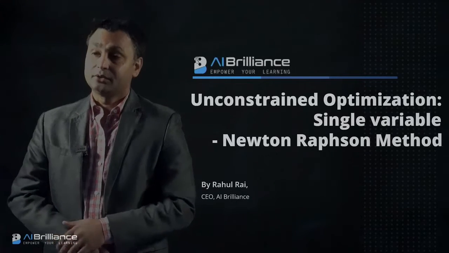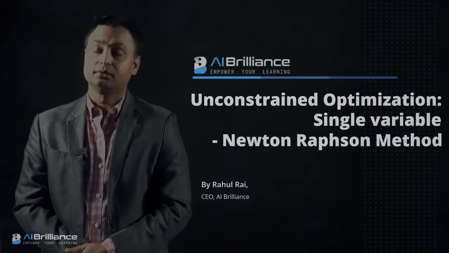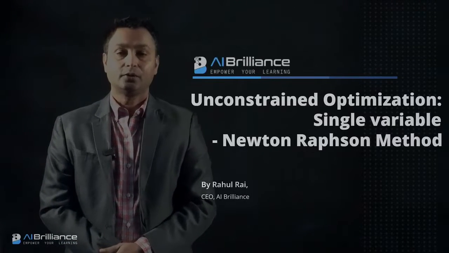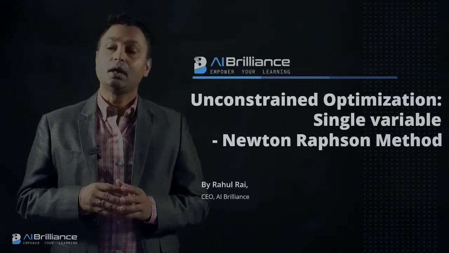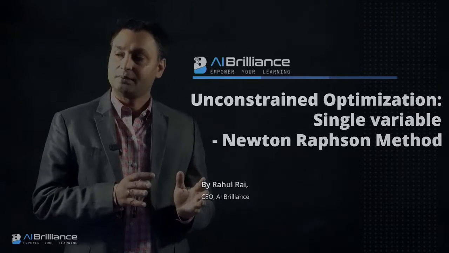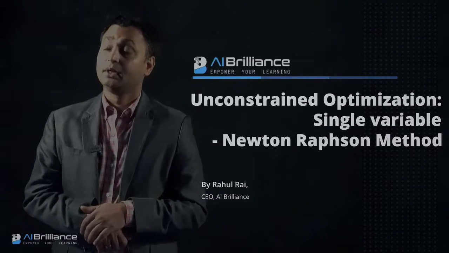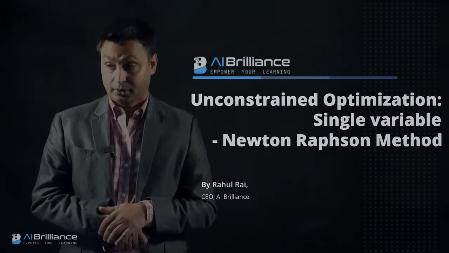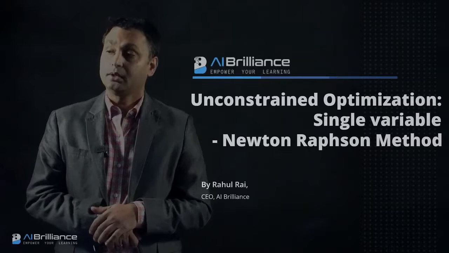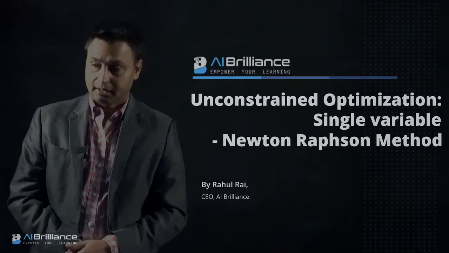In the last lecture, we discussed the idea behind the golden section search algorithm, which was essentially an interval bounding algorithm. But we will see how a completely different type of algorithm, which falls into the derivative-based methods, can also be used to solve a single variable problem. So let's go on and learn some of the unique features of the Newton-Raphson method.